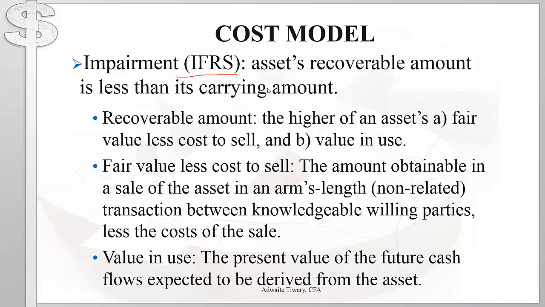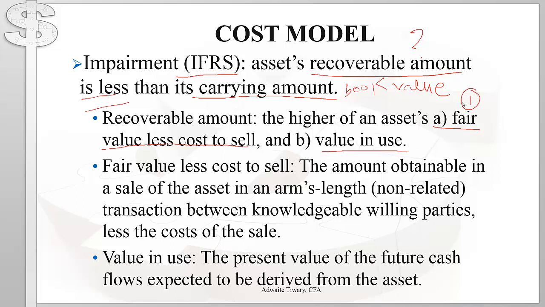Under this method, an asset is said to be impaired if its recoverable amount is less than its carrying amount. Carrying amount is simply the book value of the asset. It's the value of the asset reported on the balance sheet. But what's recoverable amount? Recoverable amount is the higher of an asset's fair value less cost to sell and value in use. So it's the higher of these two amounts.